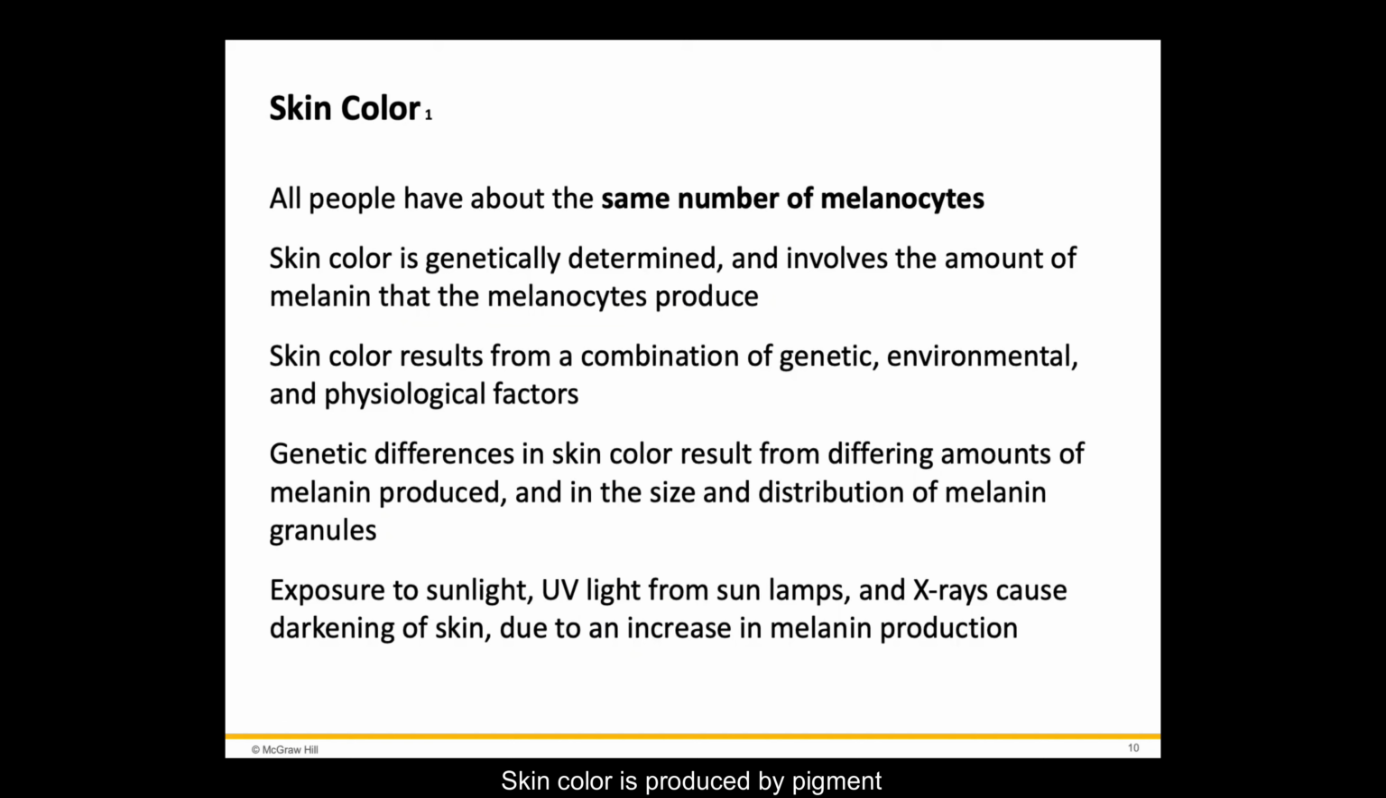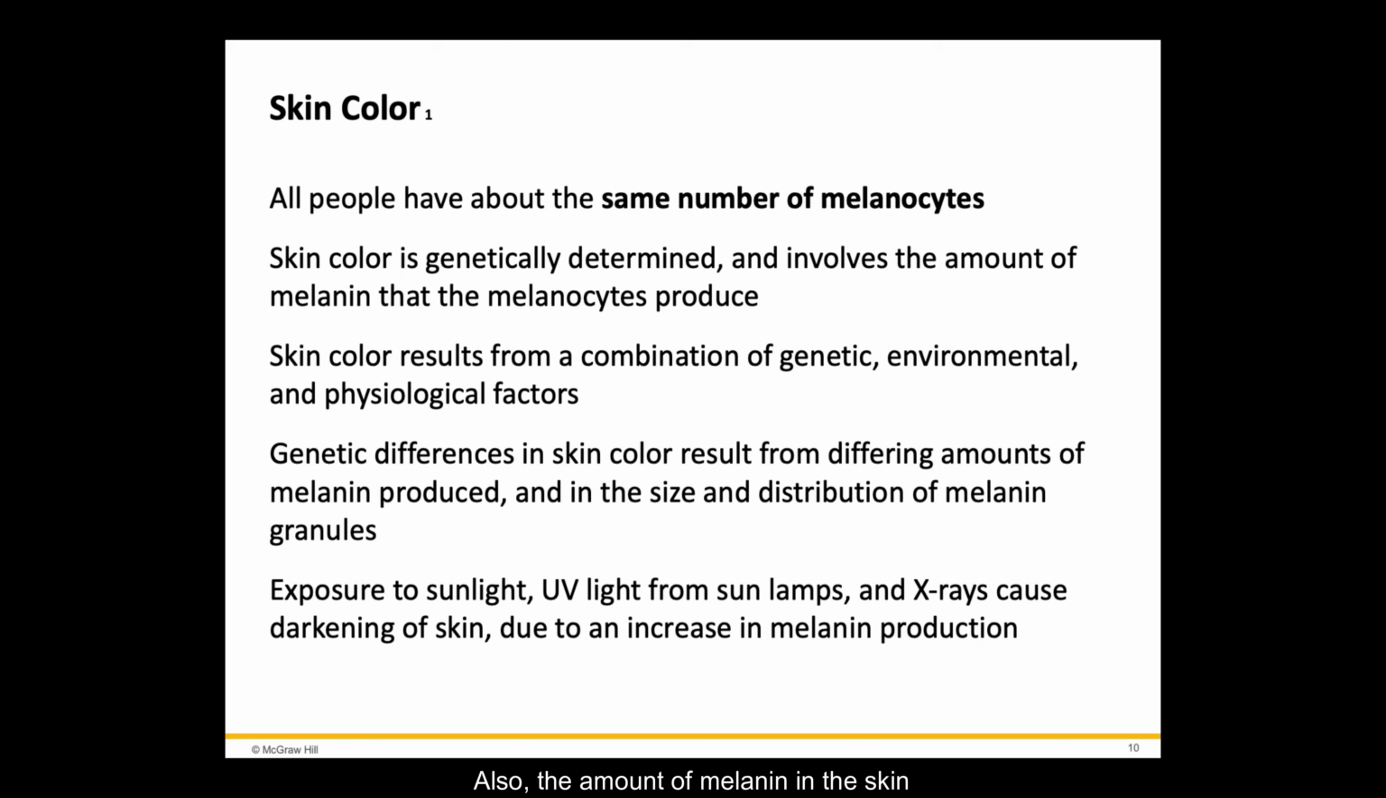Skin color is produced by pigment molecules, and the most significant pigment molecule is melanin, which is produced by melanocytes and accumulated in keratinocytes. The two forms of melanin are brownish black, which is called eumelanin, and reddish yellow, which is called pheomelanin. People with different skin colors have the same number of melanocytes. However, in dark-skinned people, the melanin is more spread out through the keratinocytes, while in light-skinned people, the melanin remains clumped near the nucleus.